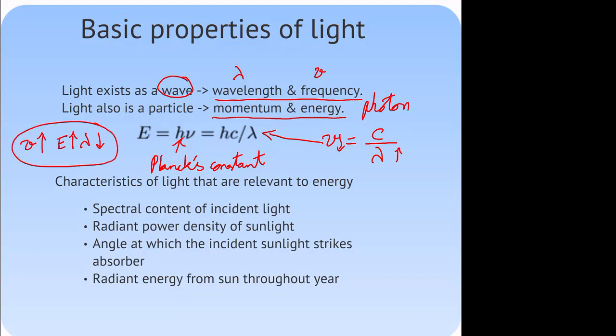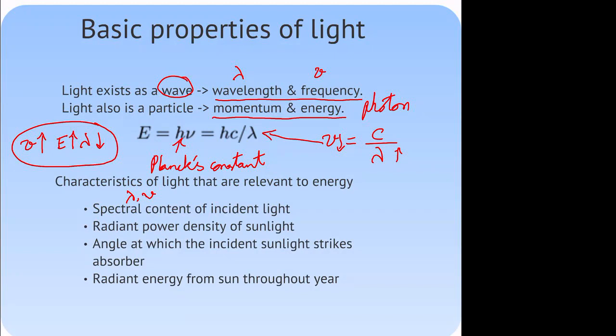Now, what are the important characteristics that we are interested in for the purposes of this class? One is the spectral content of incident light. What does that mean? That means how much energy is present in light as a function of lambda or nu. Of course, we know they're equivalent. What does that mean in practice? What is the color of the light? Is the light more blue?